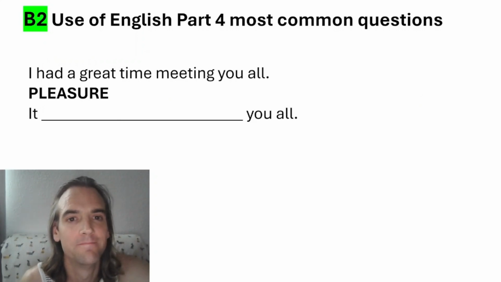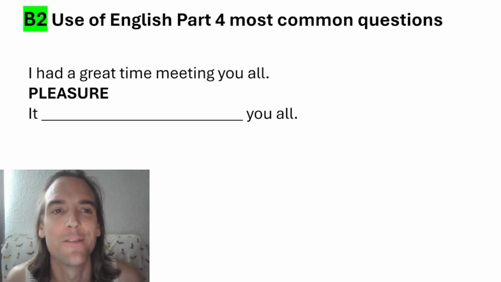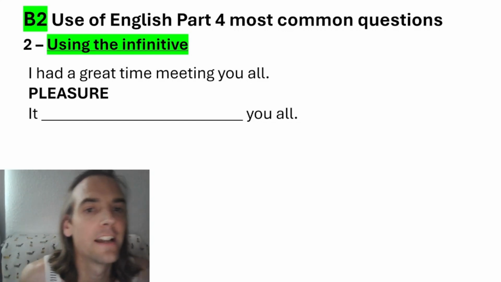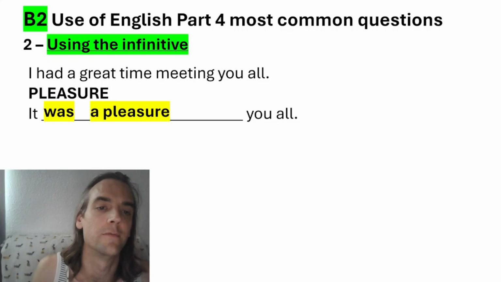Number 2, complete the sentence, pause the video. I think I have to go faster because I've got 10 questions for B2, 10 for C1, so let's get a move on. This time it's the infinitive. If I had a great time, then it was a pleasure. That's going to be the first part.